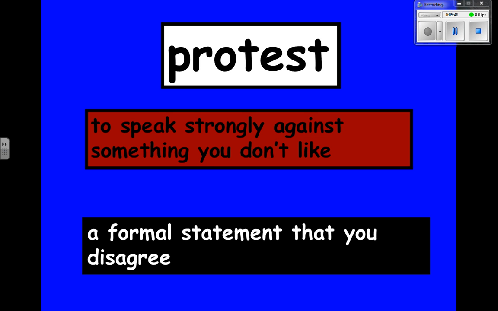Protest. To protest is to speak strongly against something you don't like, a formal statement that you disagree. I'll tell you what, a couple weeks ago when Wisconsin got beat in their football game, they filed a protest strongly against something. What was that something? It was a bad call at the end of the game. Protest.